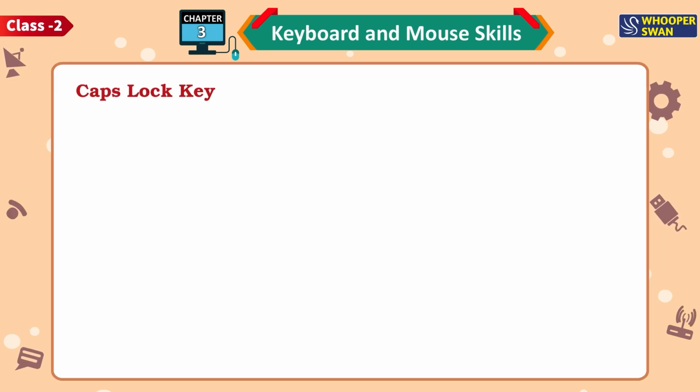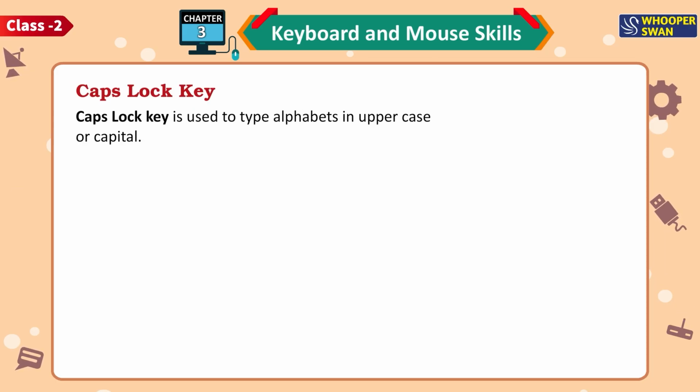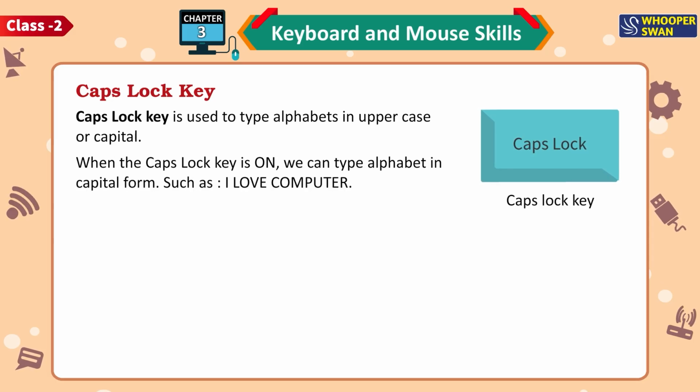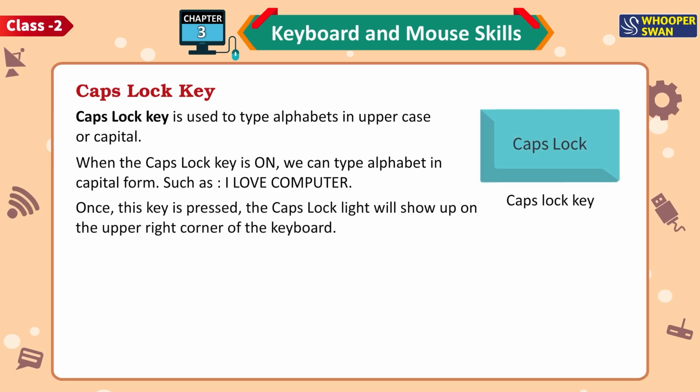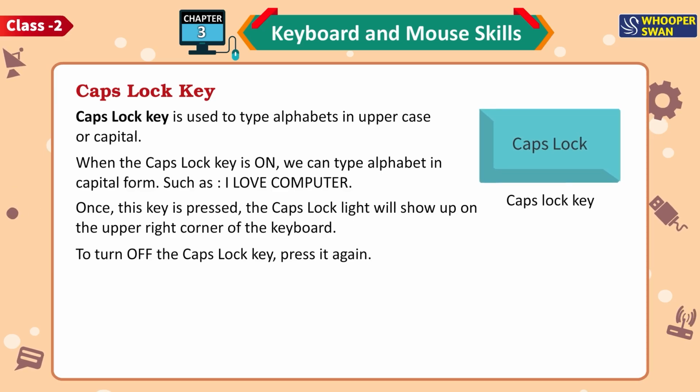Caps lock key. Caps lock key is used to type alphabets in uppercase or capital. When the caps lock key is on, we can type alphabets in capital form, such as, I LOVE COMPUTER. Once this key is pressed, the caps lock light will show up on the upper right corner of the keyboard. To turn off the caps lock key, press it again.